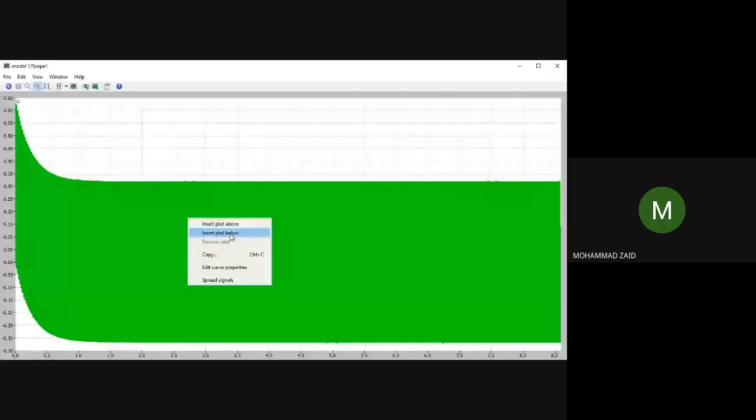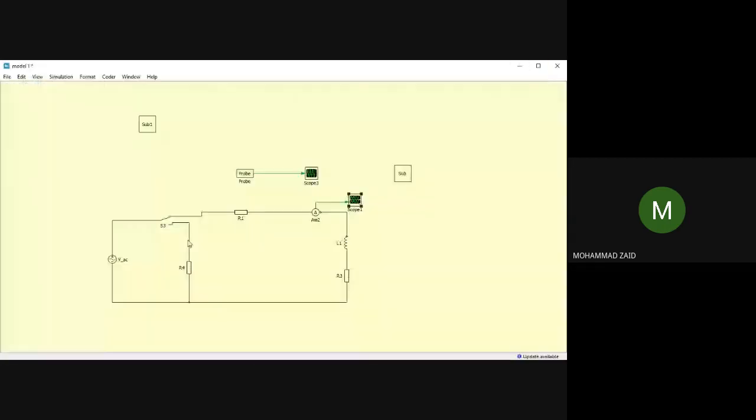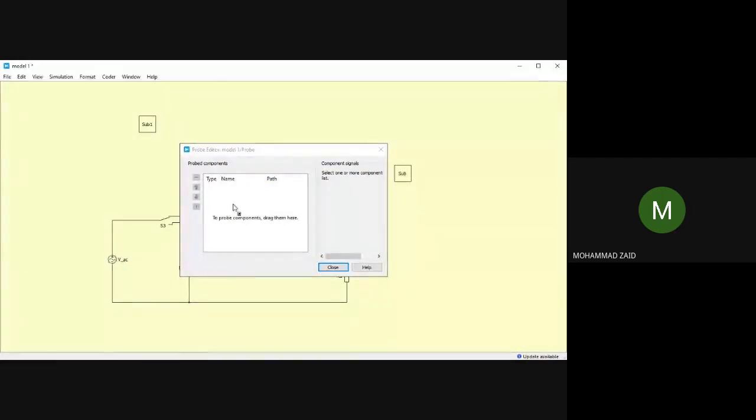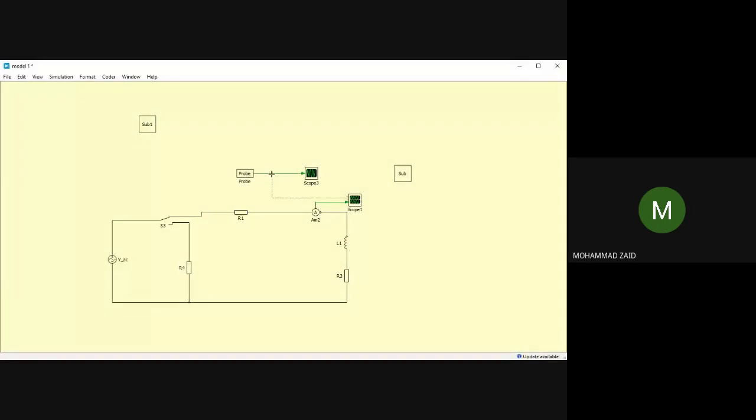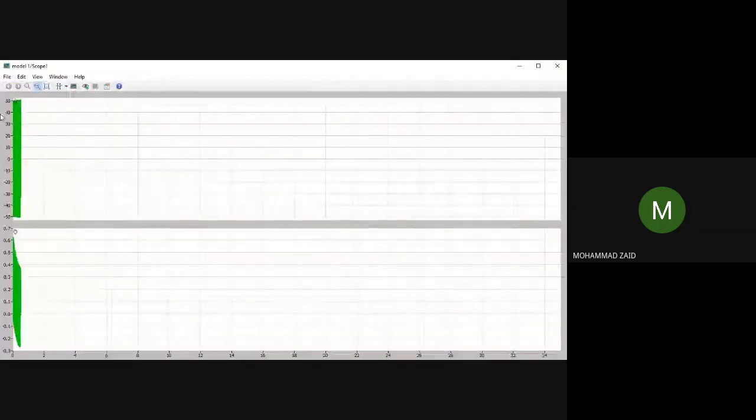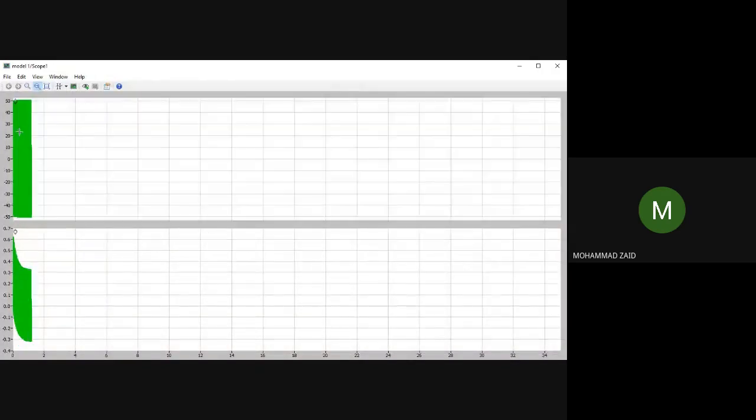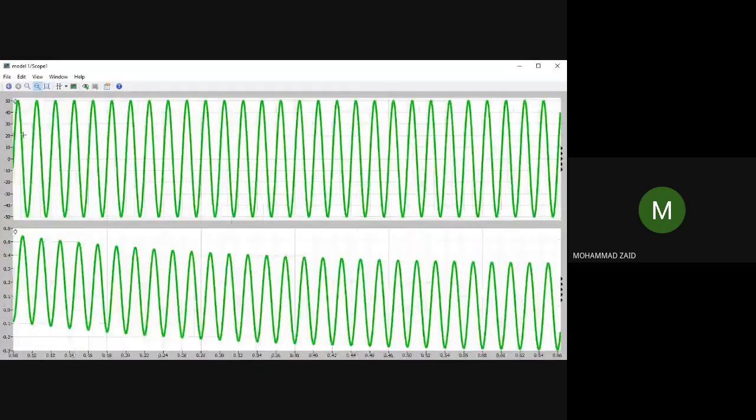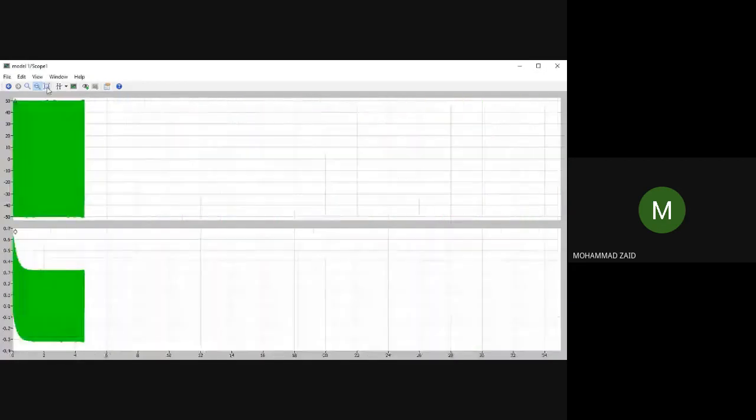Let us plot the voltage at the top, so it becomes clearer to you how the voltage is changing. I am taking the source voltage and connecting it like this. Now I am running the simulation. I have taken a 50-volt source, and this is the response I am getting. The simulation is still running.